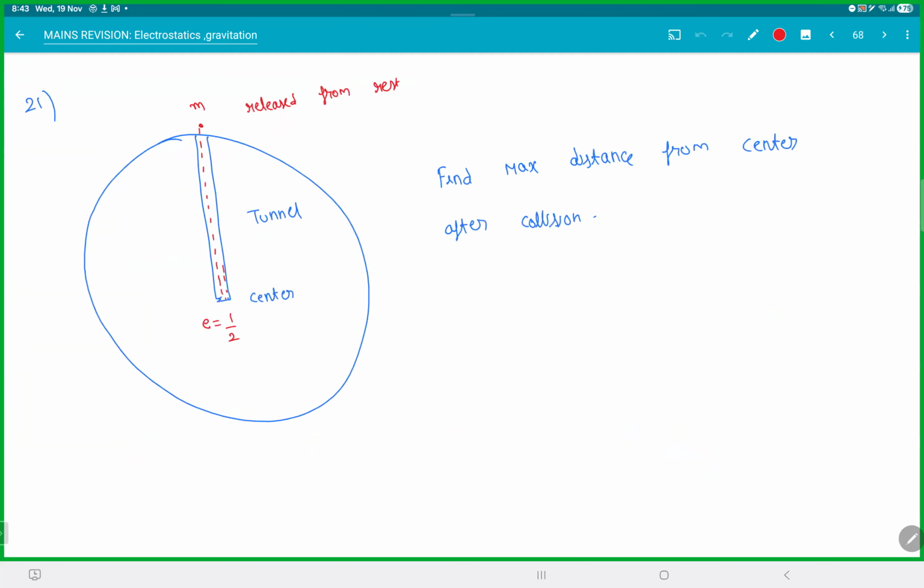Let's get this thing. We have a tunnel. A particle is released from the top. At the bottom of the tunnel, it collides with the surface and e is equal to half. After collision, what is the maximum height it will go? You dig a tunnel along the diameter. At the center, it is sealed though. So if you drop the particle from the top, it collides and bounces back. Find the maximum distance from the center after collision.